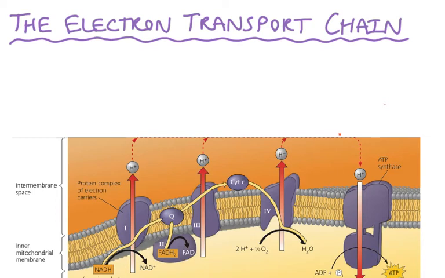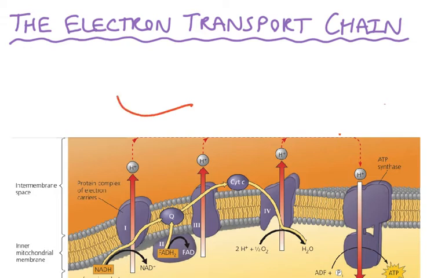Then we took pyruvate into the matrix of the mitochondrion and made it into acetyl-CoA. And then we went through the citric acid cycle and got some more NADH and another electron carrier called FADH2. And we also said that was important, but we didn't really talk about why. So in this video, we're going to find out why.